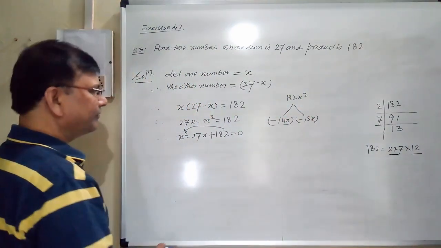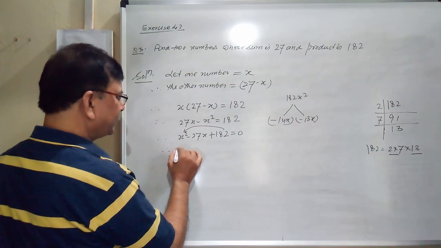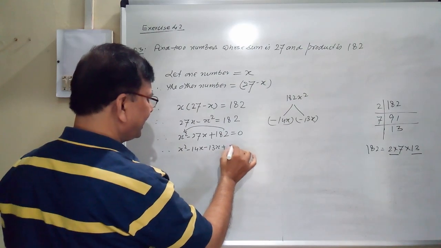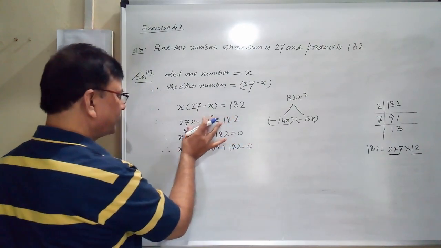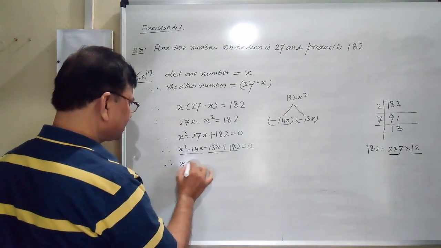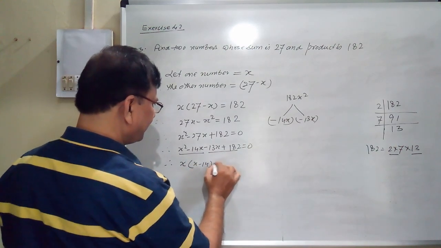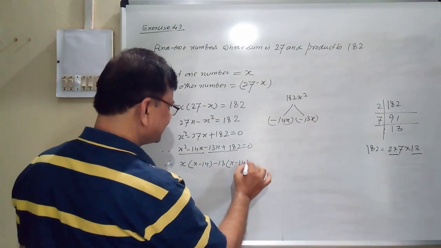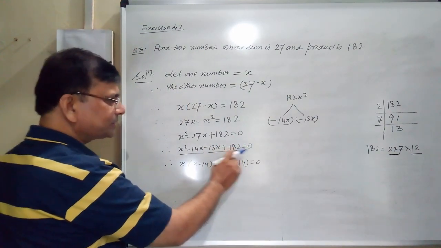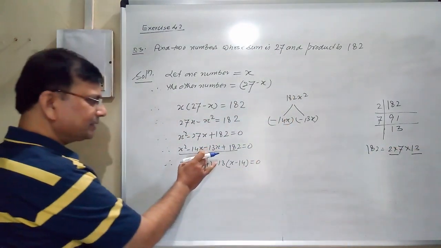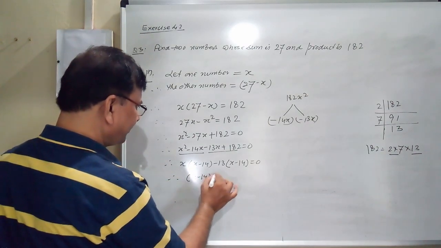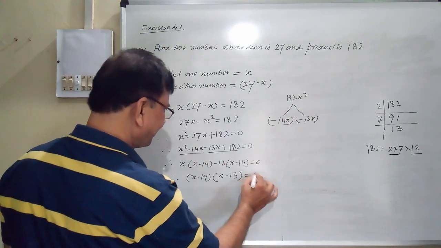So we will get two factors: x square minus 14x minus 13x plus 182 is equal to 0. Now taking x common from the first two, we get x minus 14, and taking 13 common, that is x minus 14, equal to 0. Because if you take 13 common, this 182 is 14 into 13, so 14 will be left. Therefore, x minus 14 common we will take out, then x minus 13 will be left.